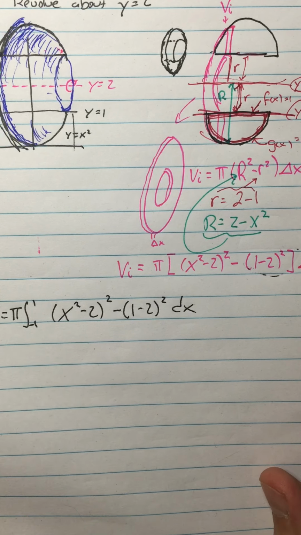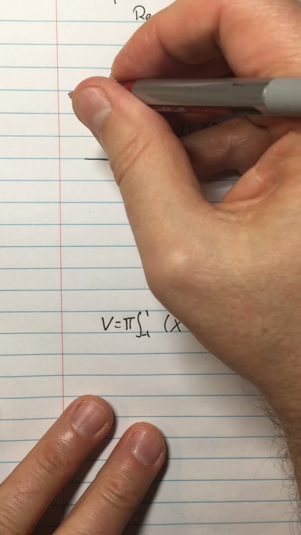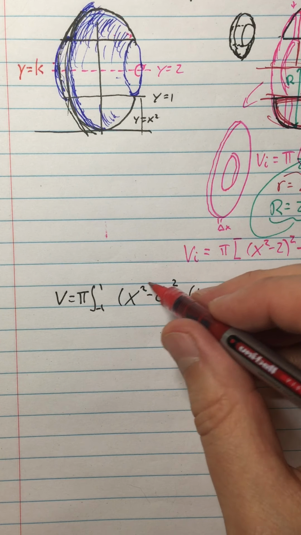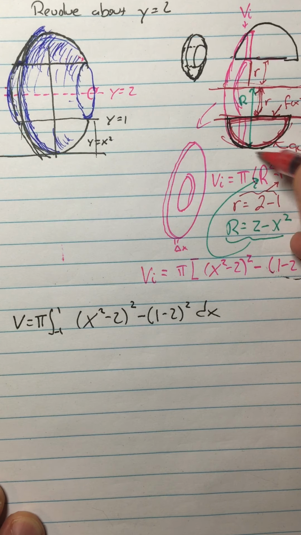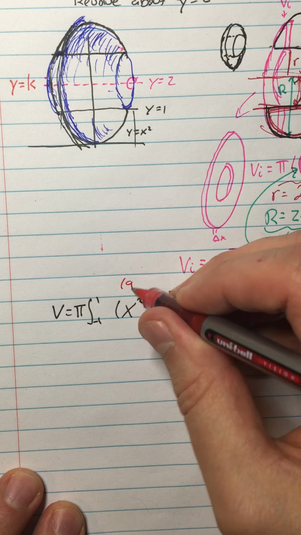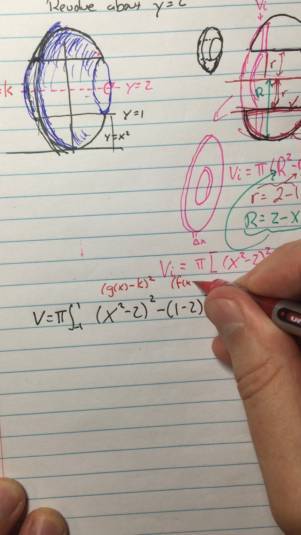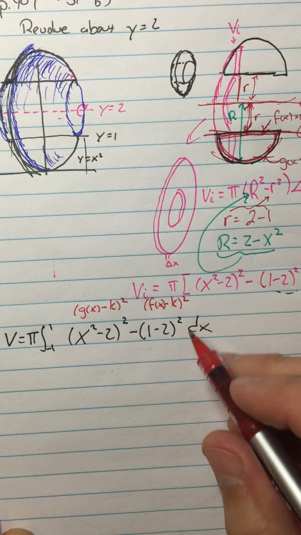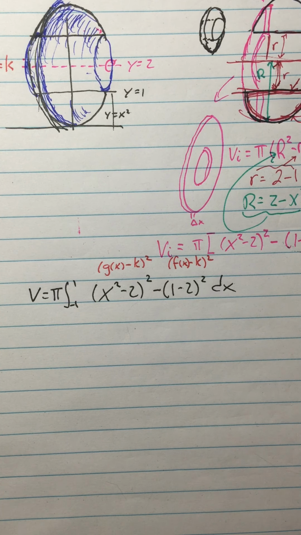Now I can probably reveal why I keep reversing these. We could talk about the general case where I'm revolving around an axis y equals k. What I would have here is my outermost function, the x squared, the g of x. So what I have here is g of x minus k squared, and what I have here is f of x minus k squared, where f of x is the innermost function. So this will give us an opportunity to formalize that for our next set of problems.